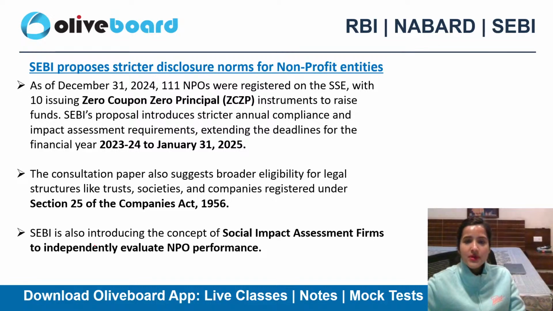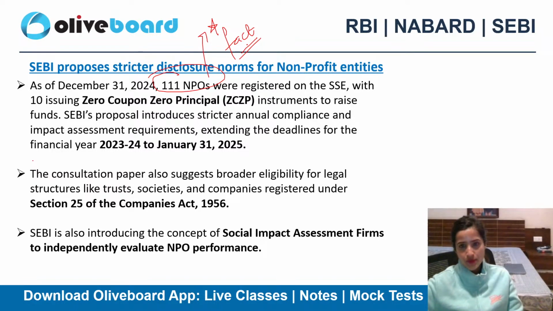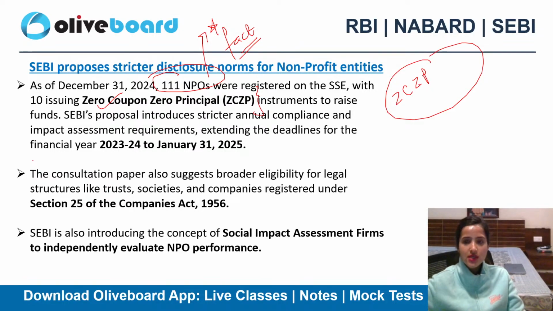Now, as of December 31, 2024, 111 NPOs were registered on the social stock exchange. So this becomes part of your current affairs. You have to remember this. This is a fact that you have to remember. As of 31st December, how many NPOs were registered? 111 NPOs. With 10 issuing zero coupon, zero principal instruments. Now this also becomes important, that what are zero coupon, zero principal instruments. We'll see it in the next slide.